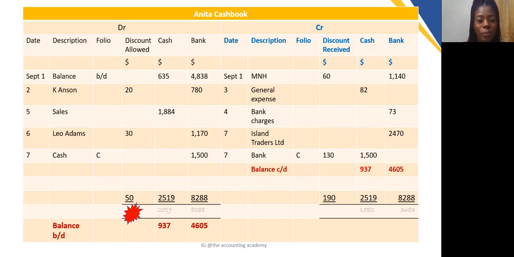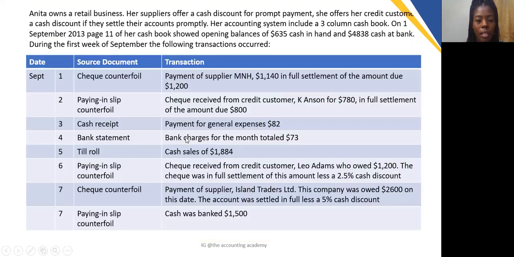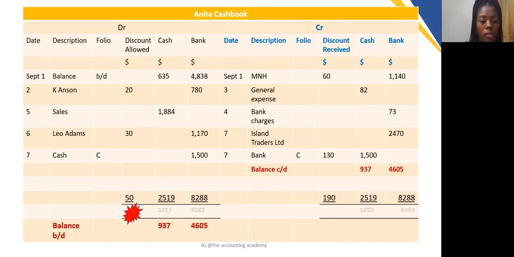No excuses. This is number 7 here on the debit side. So we have September 7. I was telling you guys about contra entry, right? So this is what it looks like. Let's go back to the question. Pay in slip counterfoil, cash was banked, meaning whatever cash that the business, Anita, had on her premises, she banked it. So the money moved from her premises into her bank account. That is called a contra entry. Very important. Right. So let's see how we're dealing with that.